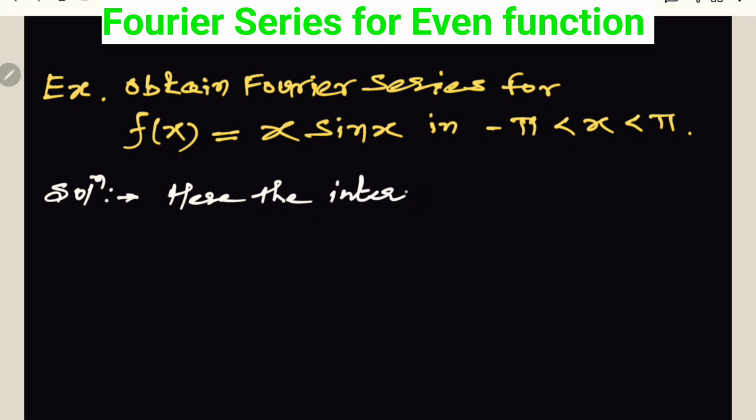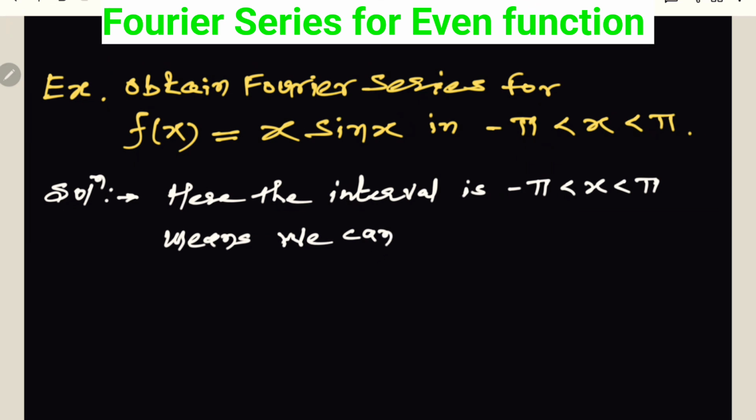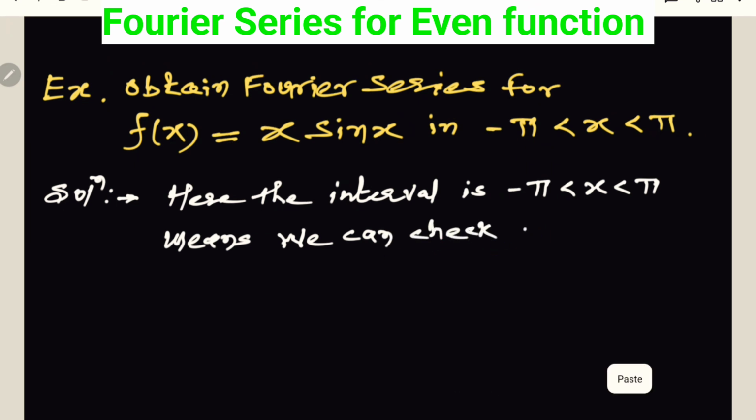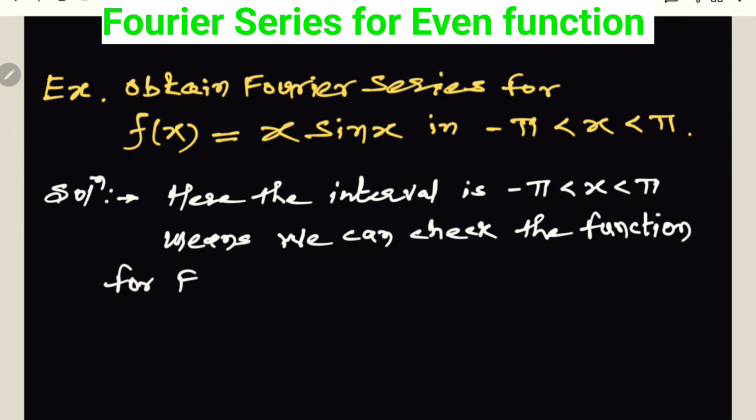Here the range or the interval is minus pi to plus pi, which means we can check whether the function is even or odd. Given f of x is x into sine of x. I have explained this example in detail with step-by-step calculation.